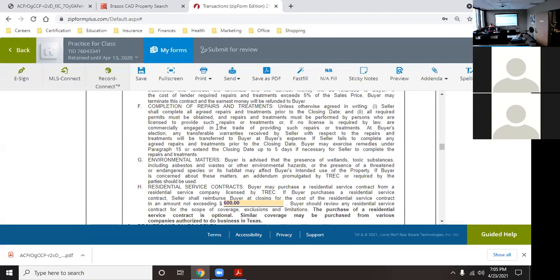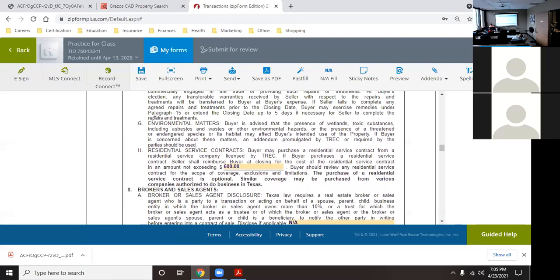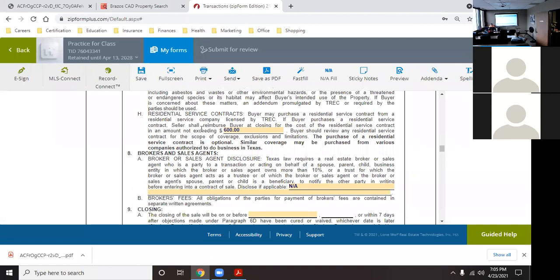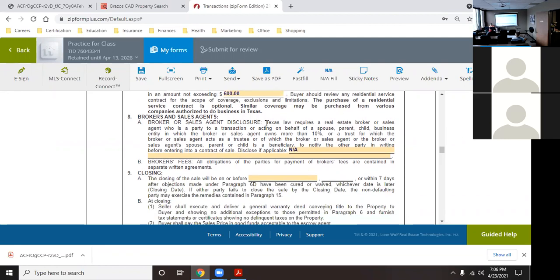This F is just saying you have to complete the repairs and treatments. G is those environmentals such as endangered species or habitat or something like that. Residential service contract, again, that is the home warranty, like I said yesterday. It is generally $600, so that is what we're going to ask for in this situation. I'm a buyer, I want them to pay $600 to give me a home warranty for a year so I can fix stuff that goes wrong in the house. And again, the purchase is optional, but as a buyer's agent, I want my buyer to receive that.